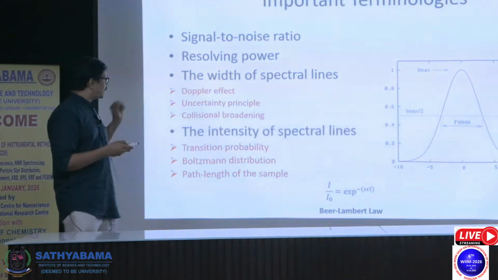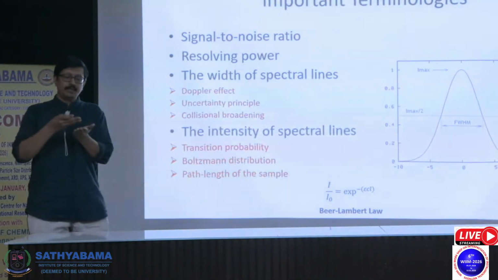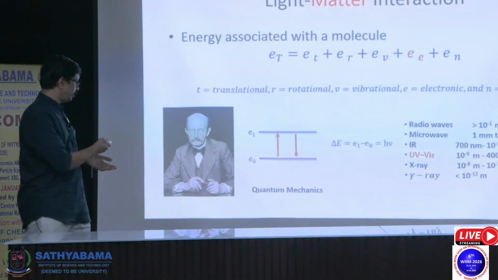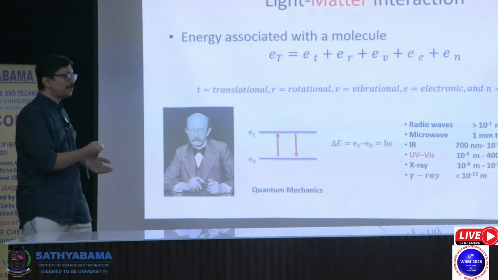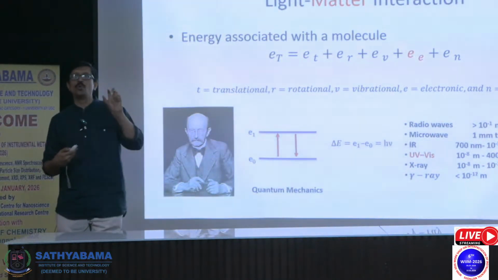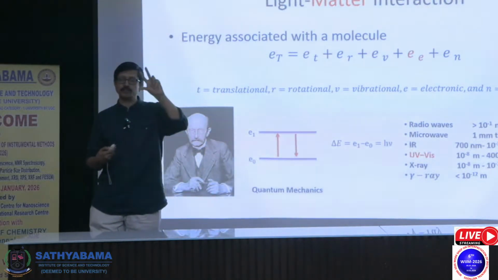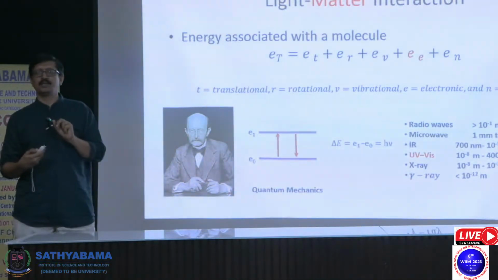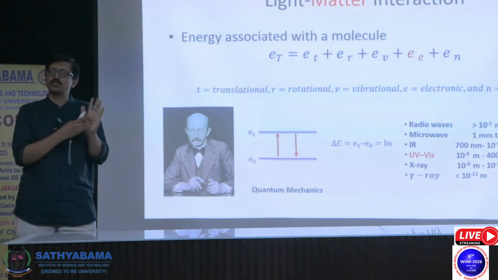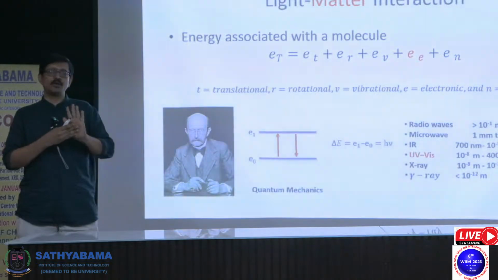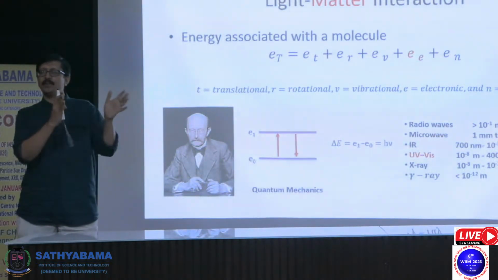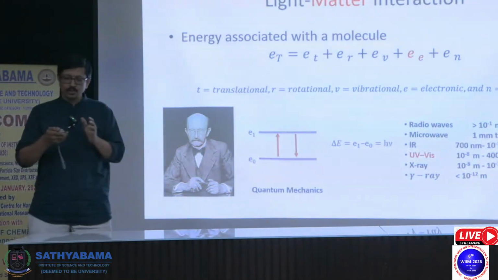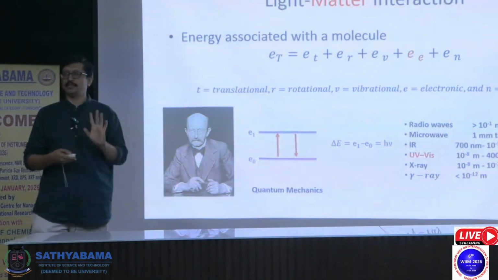So transition probability means in the absorption and emission that we talked about, right? We are talking now about absorption. These absorptions are governed by certain rules. Some absorptions are allowed, some are forbidden. That is due to a set of rules based on symmetry, based on spin of the electron. There are many other aspects. Some transitions are allowed. So those allowed transitions will have more intensity.